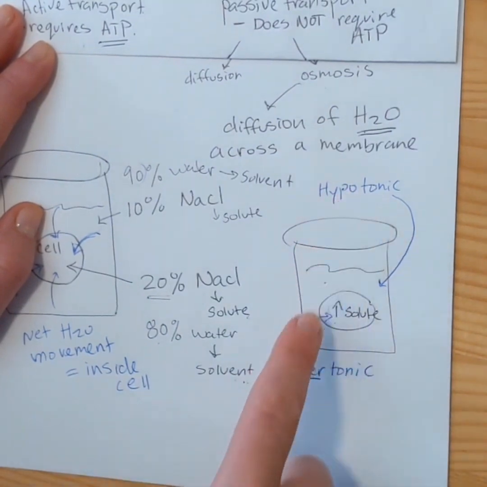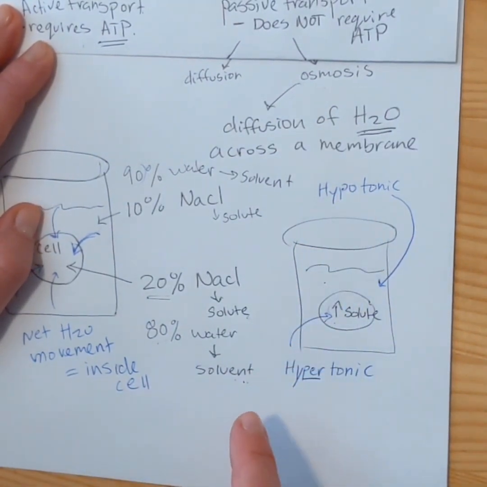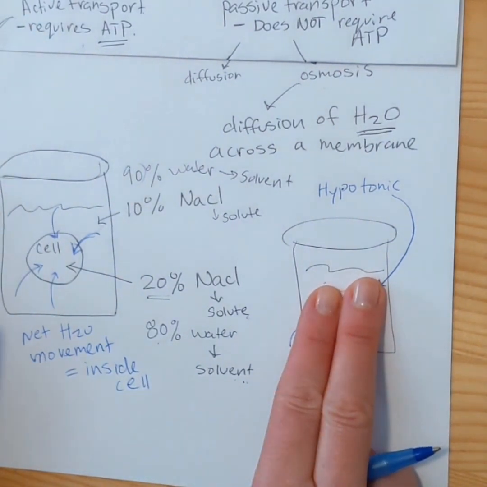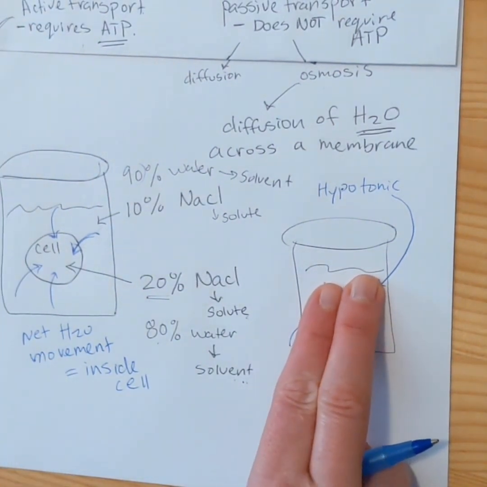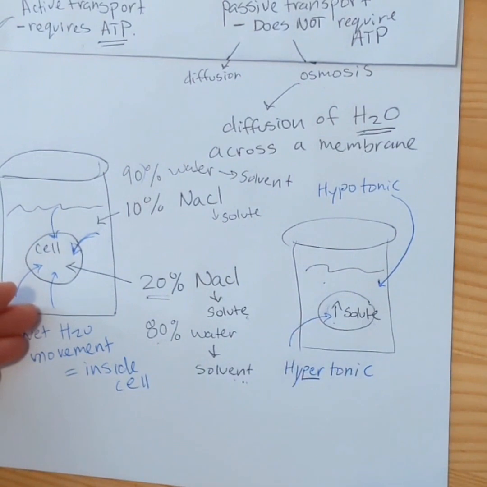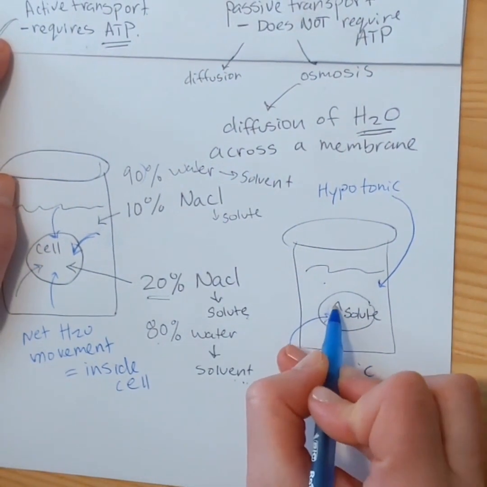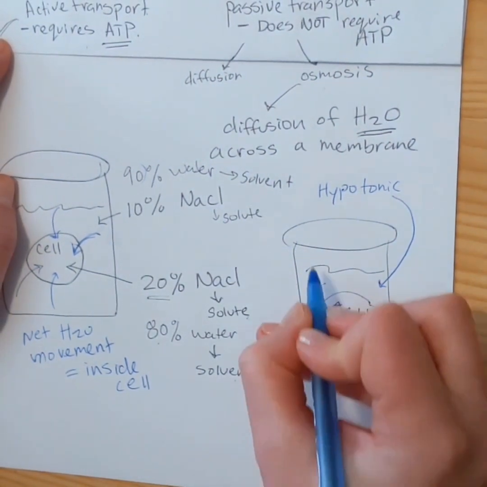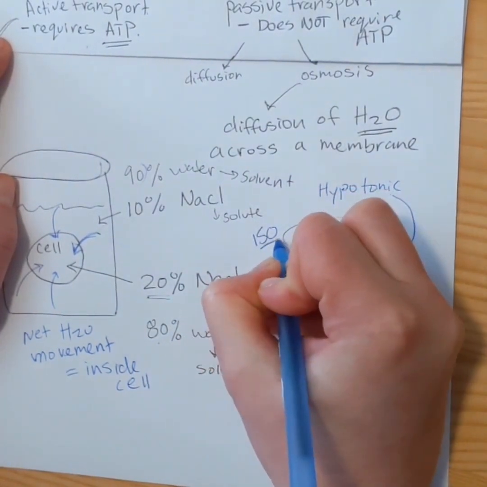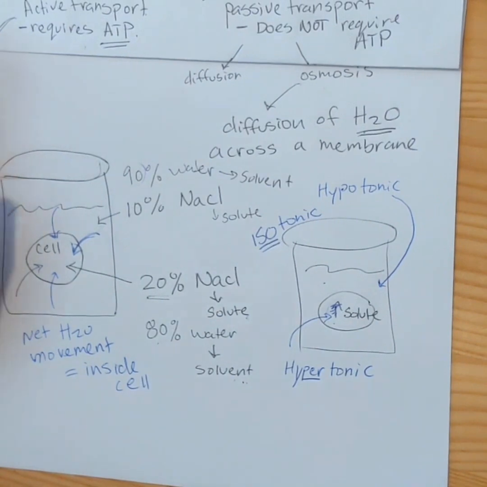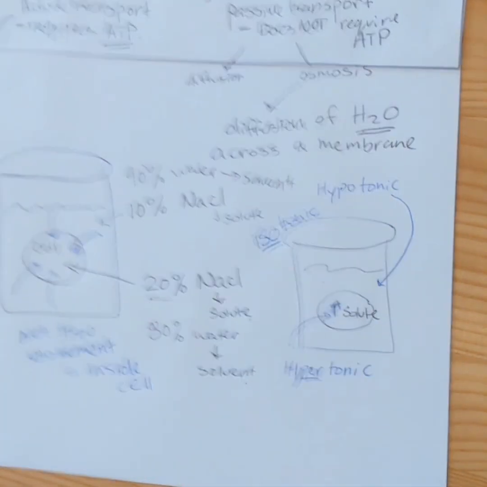And they're only used in comparison of each other. So if I didn't have a cell and I just had a solution that was 10% salt, I couldn't use those words because I'm not comparing two things. You can't say it's more than something if there isn't another something to compare it to. And if these two solutions had exactly the same amount of solute, then you use the vocab word isotonic. Iso meaning the same. They have the same tonicity.